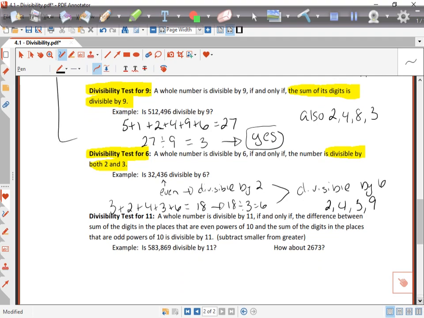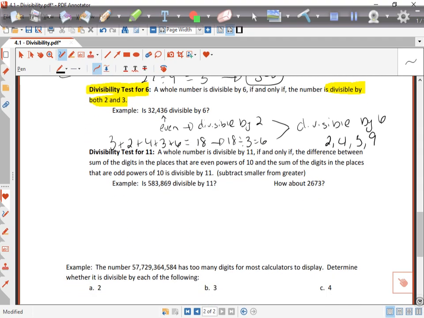The next one, the divisibility test for 11. If you read out the rules for this one, it's kind of confusing. It says a whole number is divisible by 11 if and only if the difference between the sum of the digits in the places that are even powers of 10 and the sum of the digits in the places that are odd powers of 10 is divisible by 11.